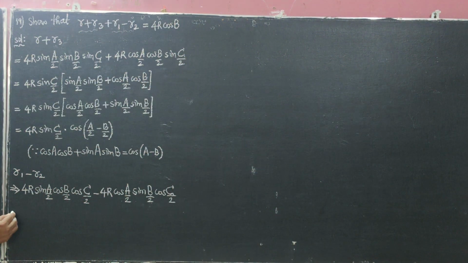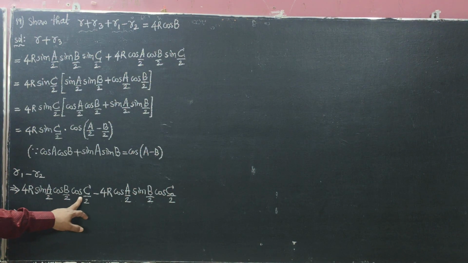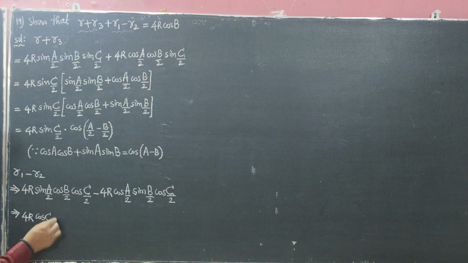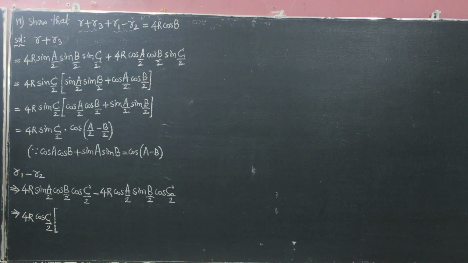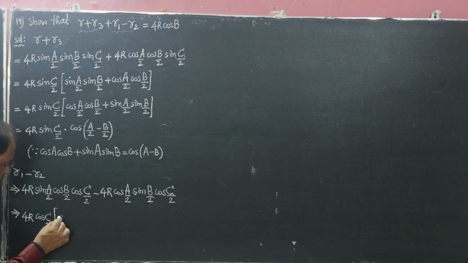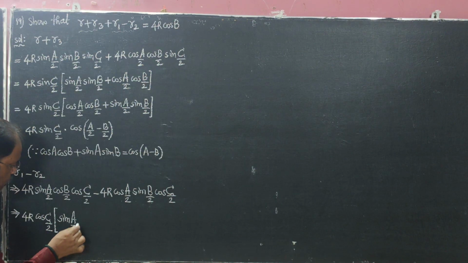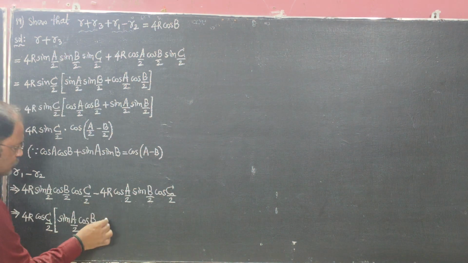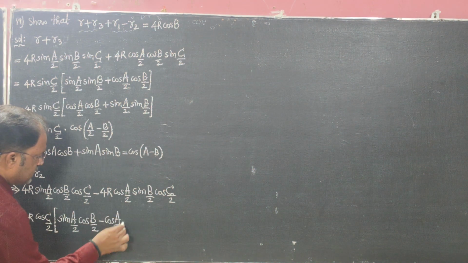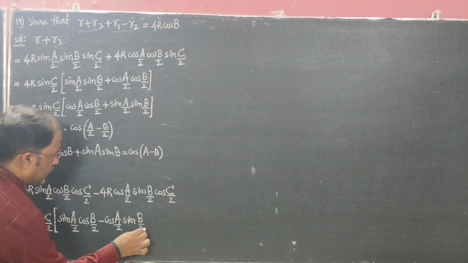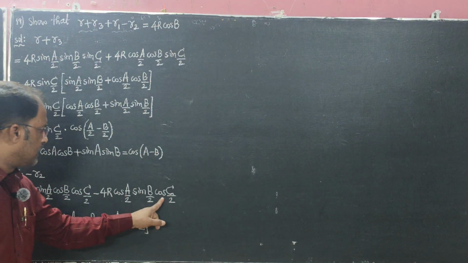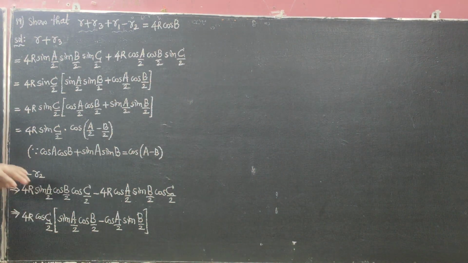From this, what is the common? 4R common, okay, right. Next, see cos C by 2, cos C by 2, right, means 4R cos C by 2 is the common. 4R cos C by 2 common means what is the remaining? sin A by 2 into cos B by 2 minus cos A by 2 sin B by 2, clear, okay. 4R cos C by 2 common means remaining sin A by 2 cos B by 2, and cos A by 2 sin B by 2, okay, right.